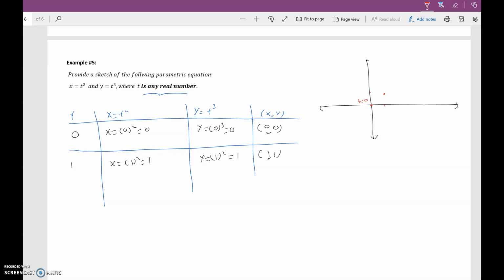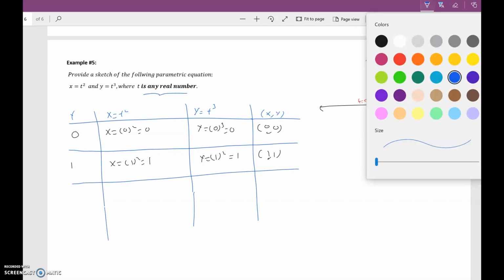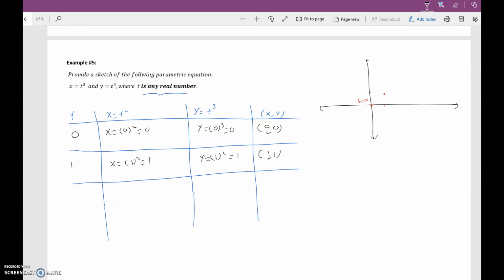Just for perspective on what is happening on larger values, let me plug in 2. But as I stated before, it's going to get very large very quickly. So in this case, x is equal to 2 to the second, which is equal to 4, and y is equal to 2 to the 3, which is equal to 8. So 4 comma 8.